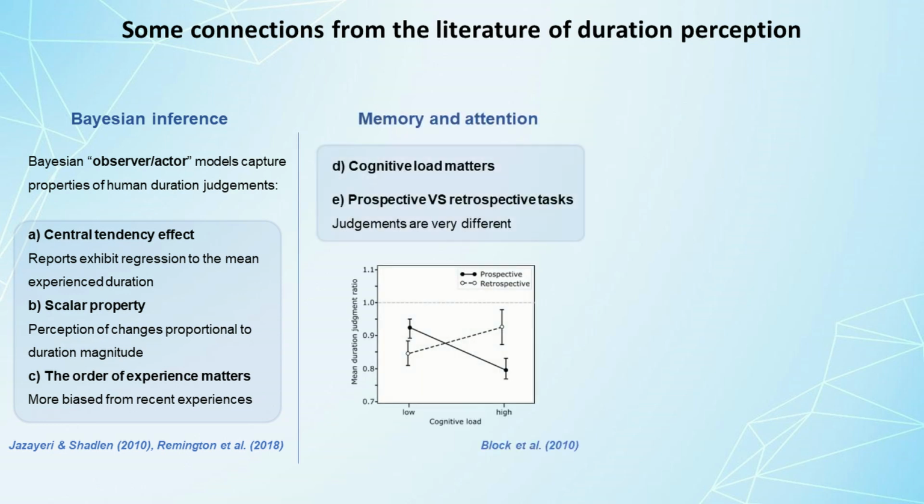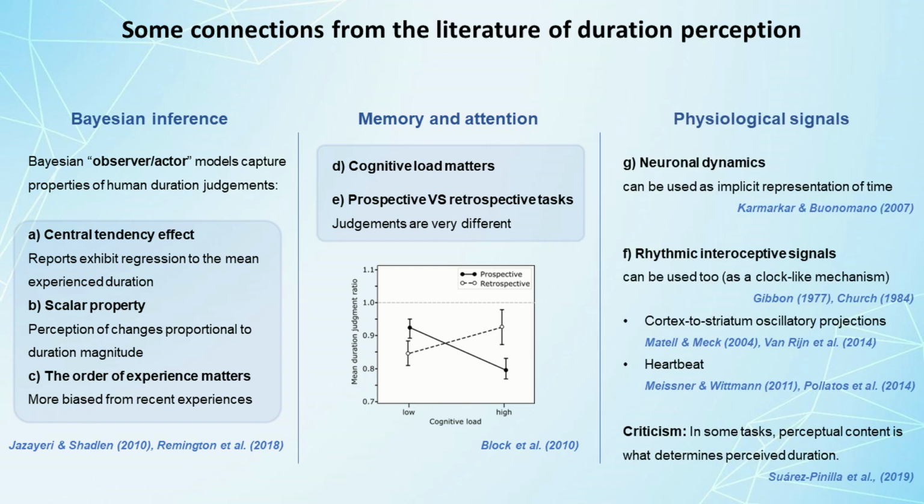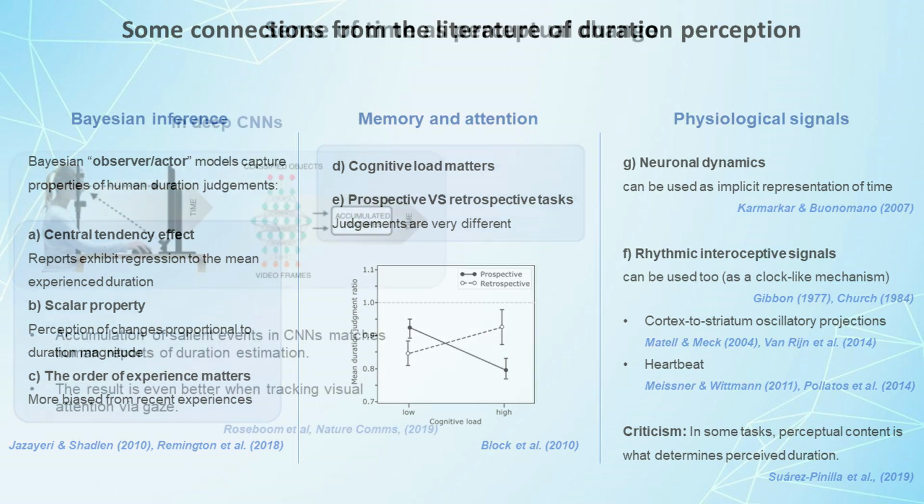We also know that when it comes to duration reports, the cognitive load of participants matters, as well as whether they need to use their memory to recall an event. Finally, we have multiple indications that physiological signals such as neural dynamics or cortical oscillations or even the heartbeat play some role in inferring time durations, although there has been, I have to say, some criticism regarding the extent to which this is true, and I'd like to point you to our paper cited here if you're interested to hear more about this topic.